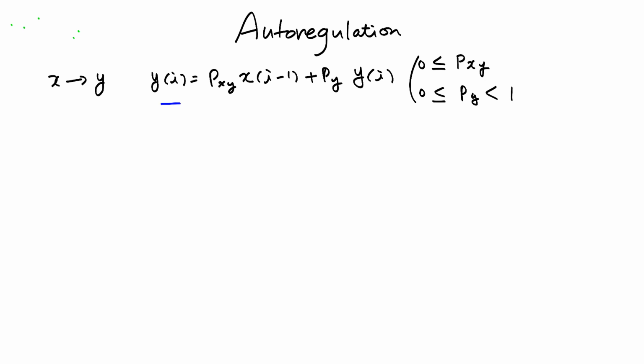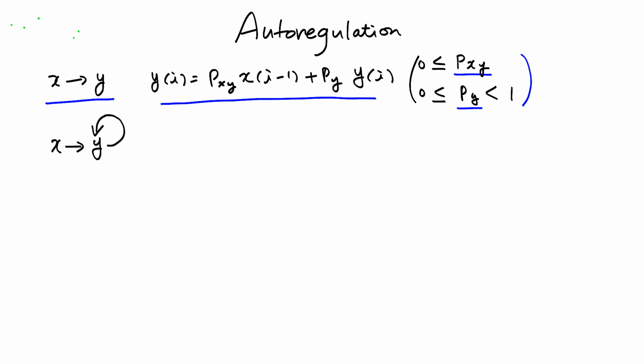Here we have a difference equation for a simple two-gene regulatory network. X activates Y, and the parameter values P sub xy and P sub y meet these requirements. Now, let's say we have a positive autoregulation. So this Y protein activates itself, and the difference equation for this network will be like this.